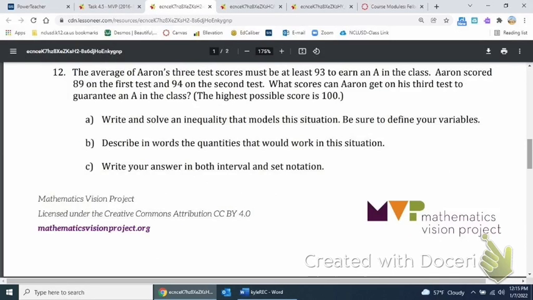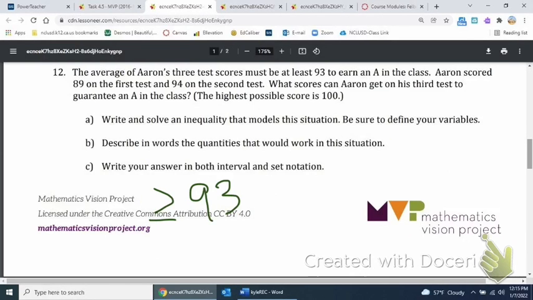So if it's going to be at least 93, can it be greater than 93? Yeah. Can it be equal to 93? Yes, but it can't be less, right? So for the inequality, the right side of it is going to say greater than or equal to 93, because we know the test score has to be greater than or equal to 93. This is for part A.